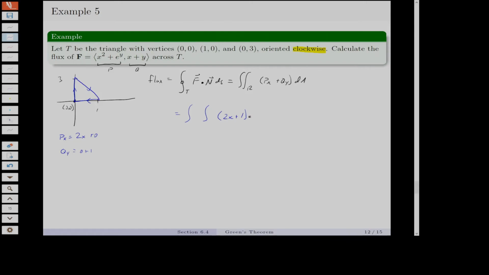Okay, and I need to now figure out my limits of integration. So we need to figure out, is this a type 1 or type 2 region? It would work either way. So I'm just going to go ahead and draw my rectangles. Think of them as going up and down. So I want to start at a y value of 0 and end wherever I hit this line. Okay.